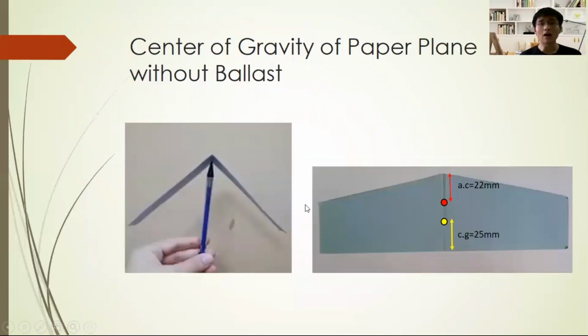And next, how I calculate the center of gravity of the paper plane. I use a pencil, and I use the tip to balance my paper plane. So that point is the center of gravity of the paper plane. So on the right hand side, I get my center of gravity and aerodynamic center.